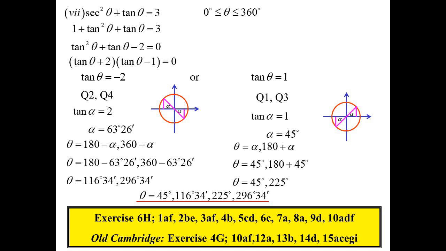Okay, so trig equations. Exercise 6H in our book, but I've also in the handouts done the old Cambridge exercise as well. There's a couple of nice questions in there I thought it'd be good to look at.